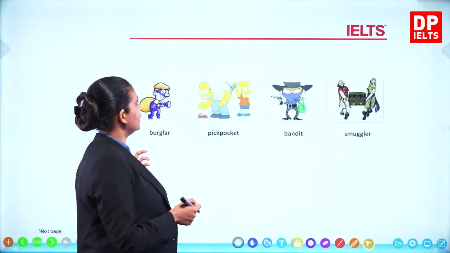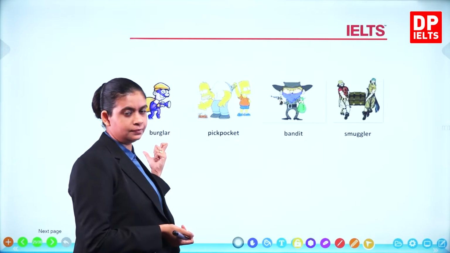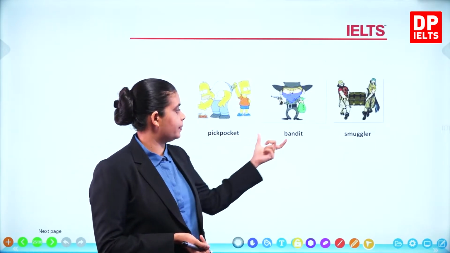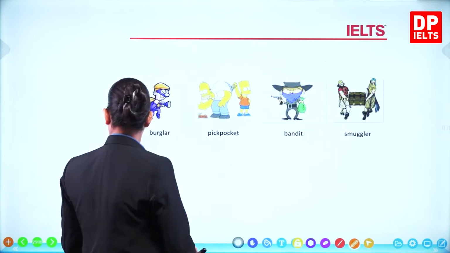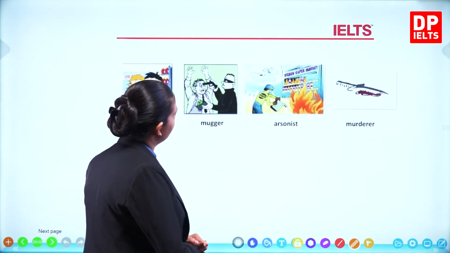Let's have a look at the pronunciation. Burglar, pickpocket, bandit, smuggler, right? All right, so let us move to the next one, right?